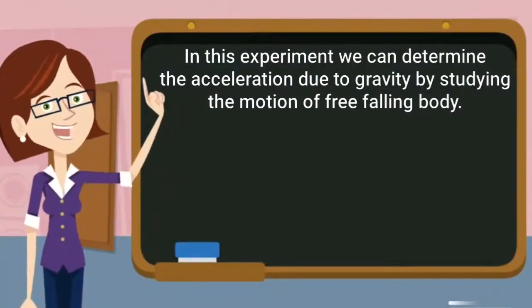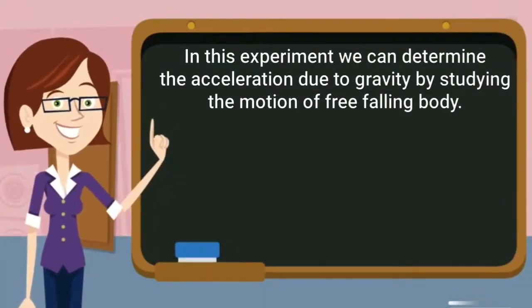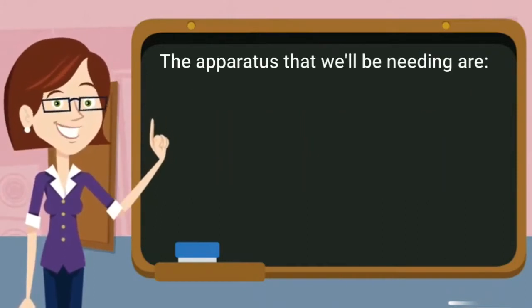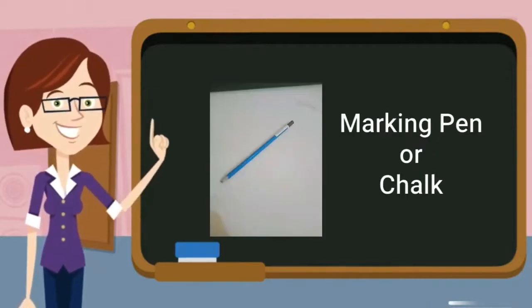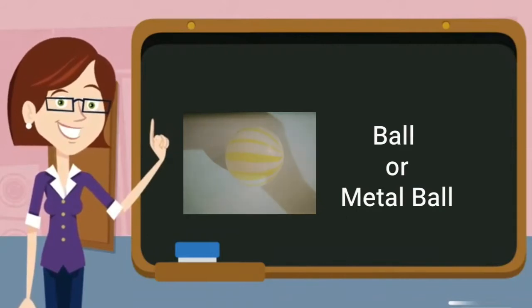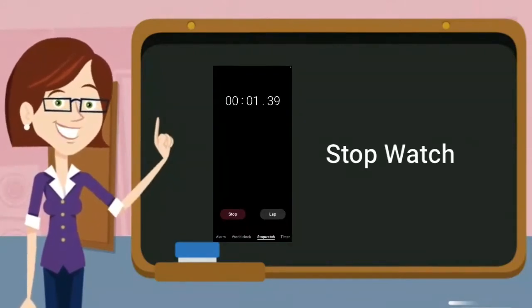In this experiment, we can determine the acceleration due to gravity by studying the motion of a free-falling body. The apparatus that we'll be needing are a meter stick or steel tape, marking pen or chalk, a ball or metal ball, and a stopwatch.